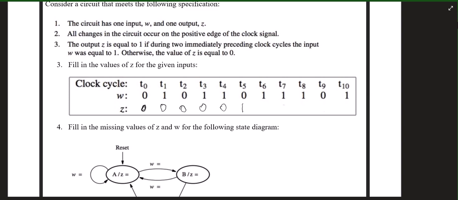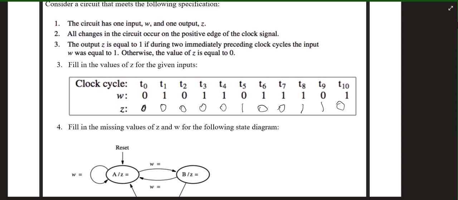But then I have that darn 0 in there. So now when I get to T6, my previous 2 inputs are not both 1 anymore, so it's 0. When I get to T7, the previous 2 inputs are 1 and a 0, so that's a 0. When I get to T8, the previous 2 inputs, T6 and T7, are both 1, so that's a 1. And when I get to T9, the previous 2 inputs are both 1, so that's a 1. And when I get to 10, my previous 2 inputs are a 0 and a 1, so that's a 0. So, did everyone see how I came up with those?